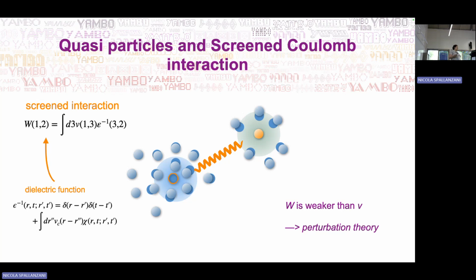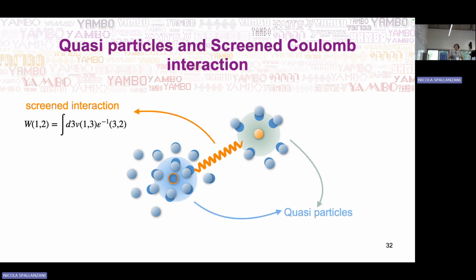And why is this useful? Because we are doing perturbation theory. And as you can see intuitively, this interaction is much weaker than the bare Coulomb interaction, so it will be easier to treat as a perturbation, and it will be easier to insert in a many-body perturbation theory. Okay, so these are the main ingredients of our GW.